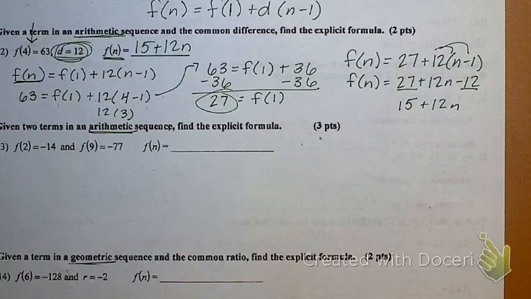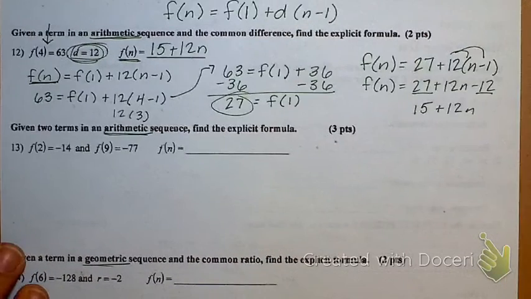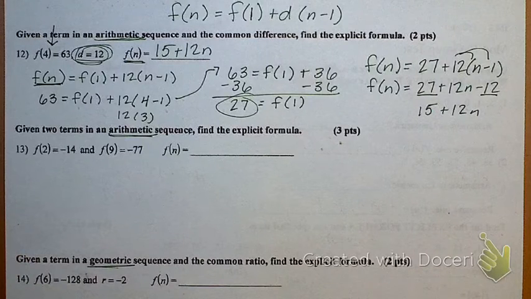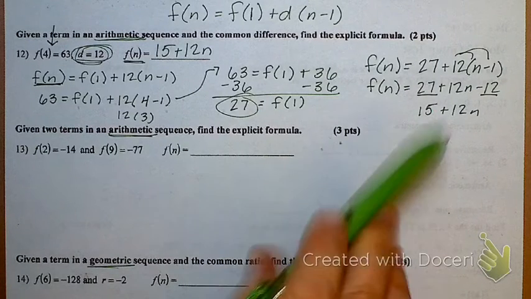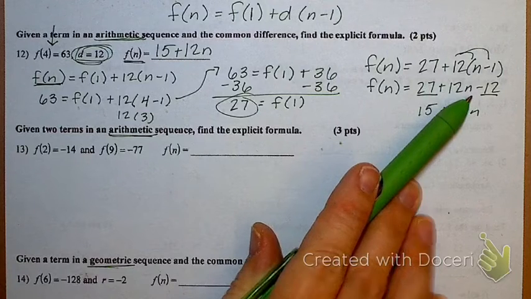Questions on that one? Just leave it up for a little longer. Well, you distribute 12 from n minus 1, so it turns 12n minus 12.